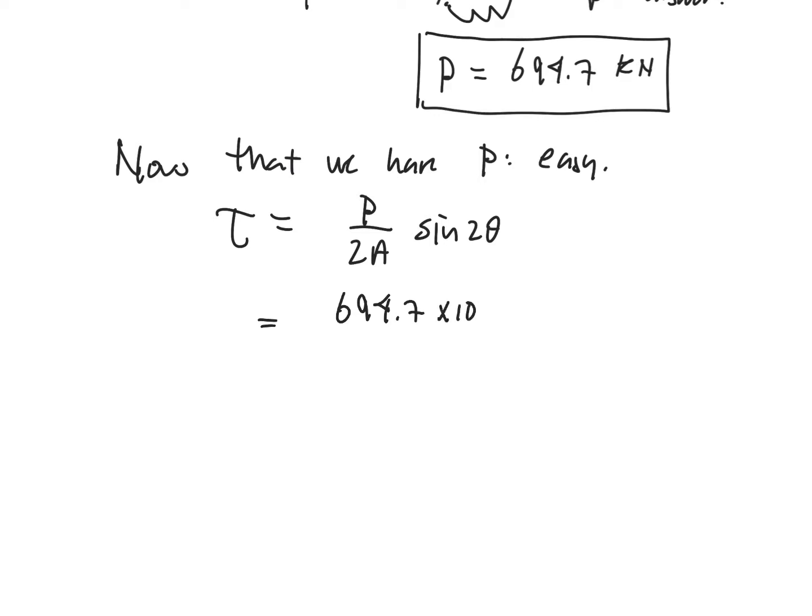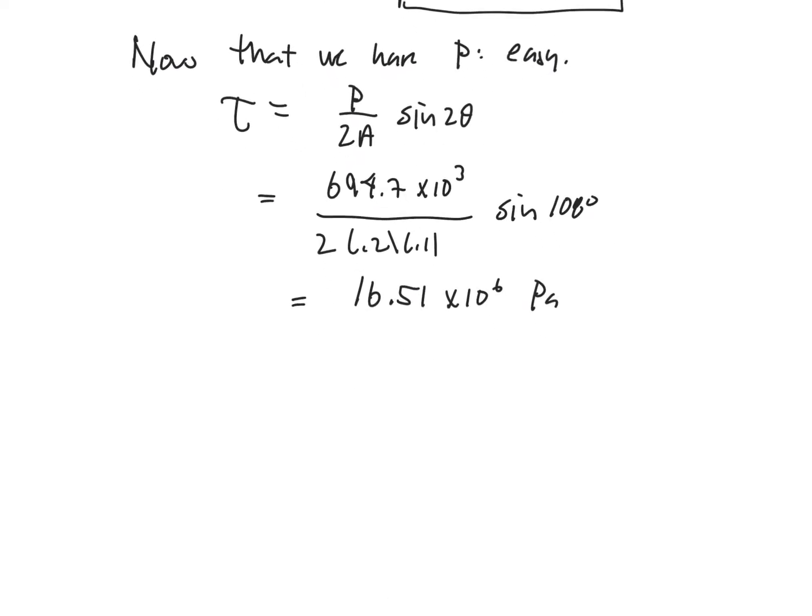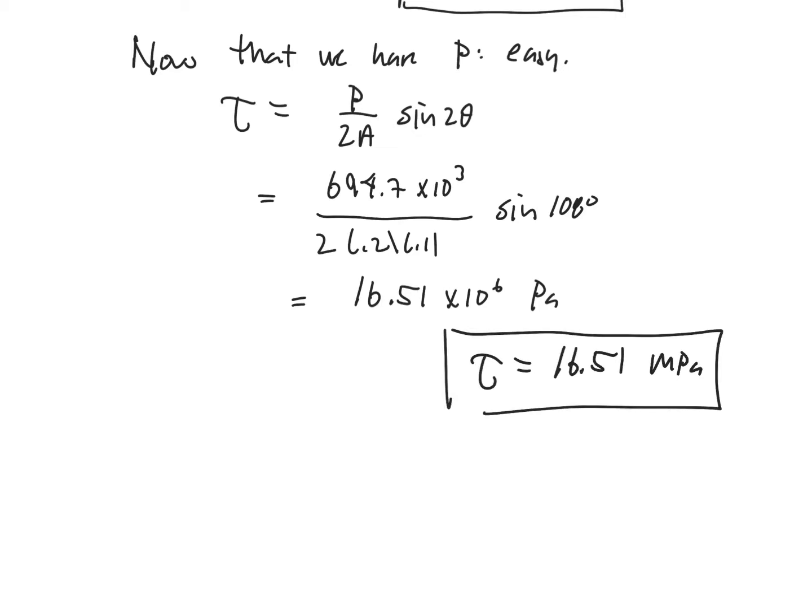That's going to be 694.7 times 10 to the 3rd. Remember to convert that back into newtons. And then that's going to be divided by twice 0.2 times 0.1, times the sine of double the angle. That's going to be 108 degrees. So when we do that, we find that tau is equal to 16.51 times 10 to the 6th pascals. And then the 10 to the 6th is mega, so we say tau is equal to 16.51 MPa. So there's our answer for that.